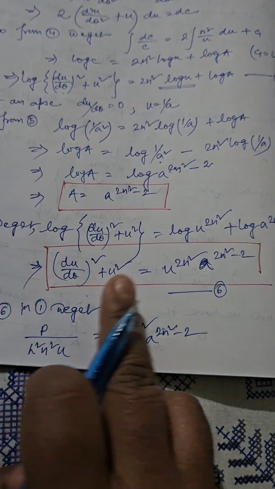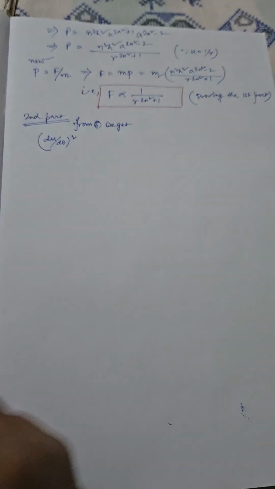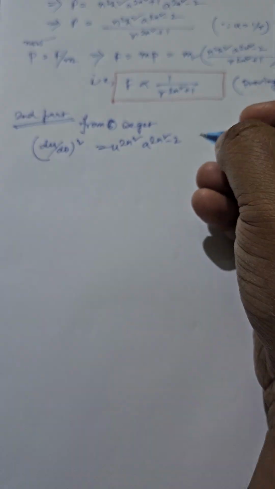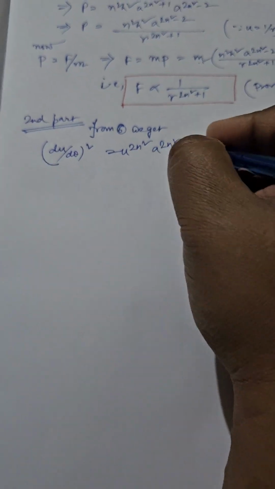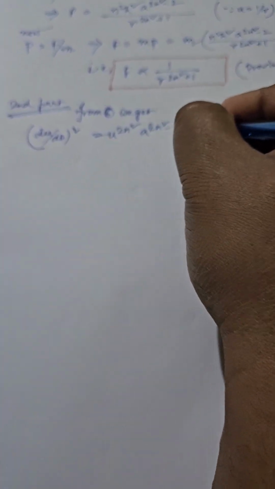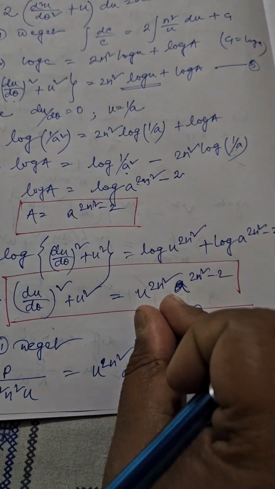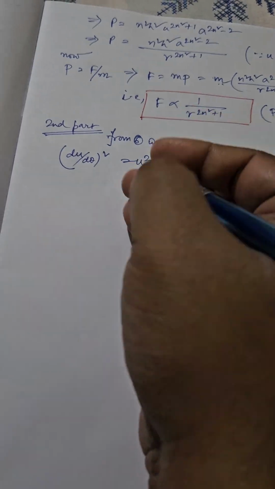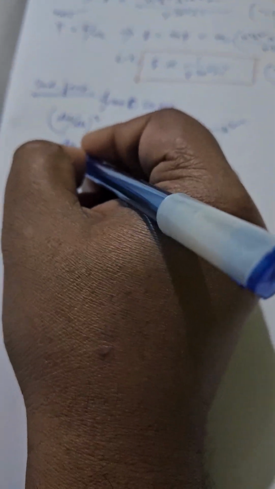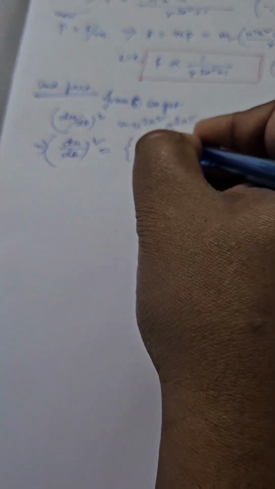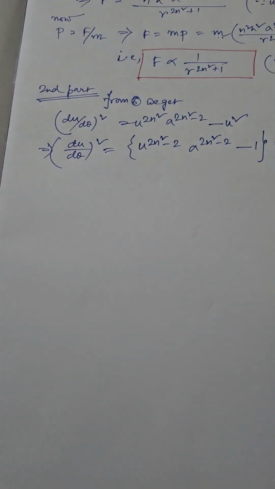du d theta whole square, this will be this minus u square. So u to the power 2n square a to the power 2n square minus 2 minus u square, u to the power 2n square a to the power 2n square minus 2 minus u square. Now let us take u square common from this expression, then u to the power 2n square minus 2 a to the power 2n square minus 2 minus 1 u square. You can write in this fashion.